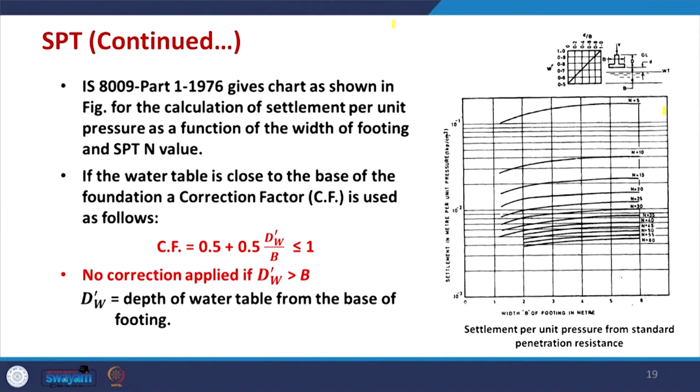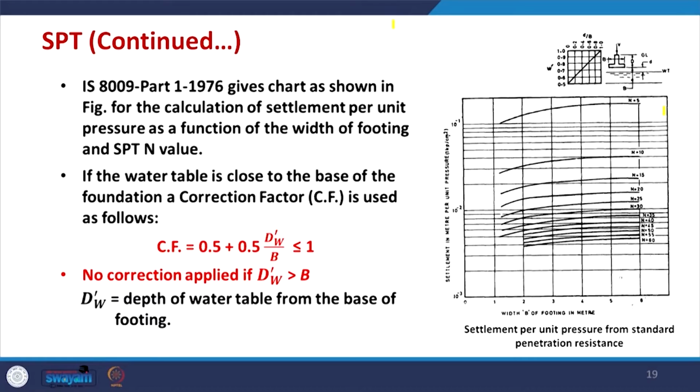But if your water table is between the base of the footing and a width B, then the correction factor is applied using this relation, where Dw dash is the depth of the water table from the base of the footing. So, if this depth Dw dash is 0, then the correction factor will be 0.5. However, if Dw dash equals B, then the correction factor will be 1, that means no correction needs to be applied. Naturally, when the water table is present, the settlement is going to increase, it is not going to decrease.